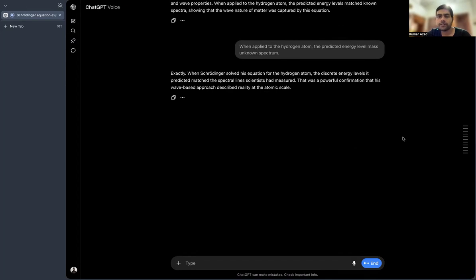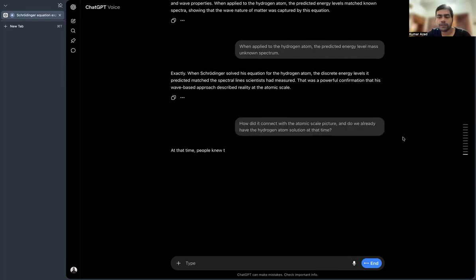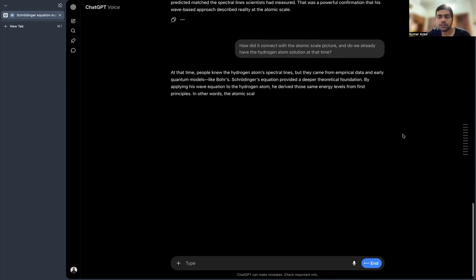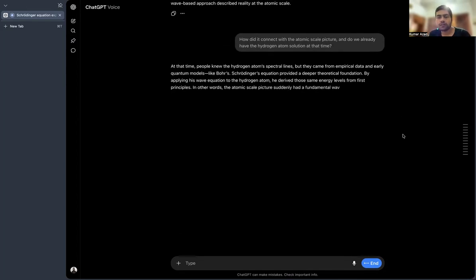But how did it connect with the atomic scale picture? And did we already have the hydrogen atom solution at that time? At that time, people knew the hydrogen atom's spectral lines, but they came from empirical data and early quantum models like Bohr's. Schrödinger's equation provided a deeper theoretical foundation. By applying his wave equation to the hydrogen atom, he derived those same energy levels from first principles. In other words, the atomic scale picture suddenly had a fundamental wave equation explaining why those energy levels exist.